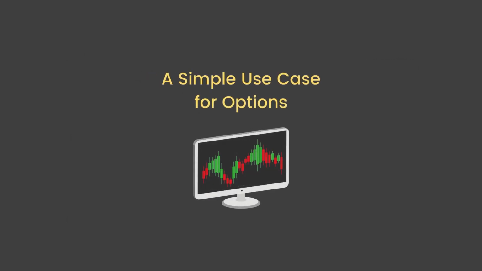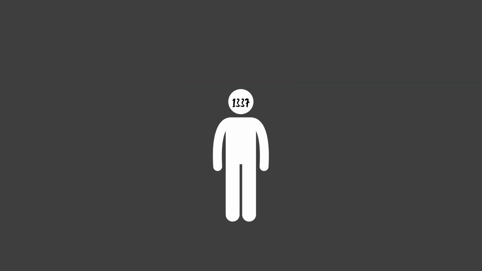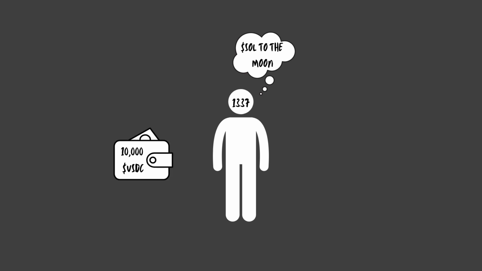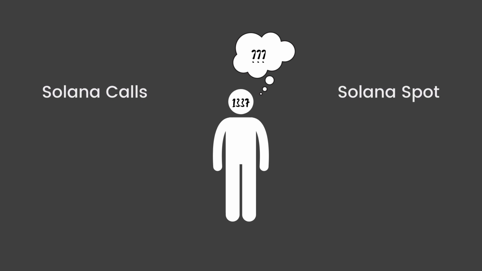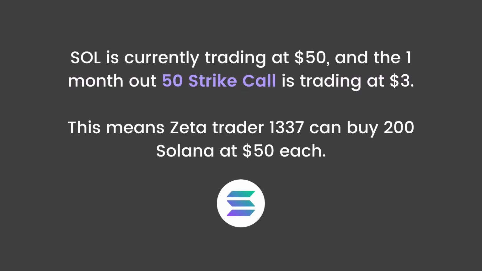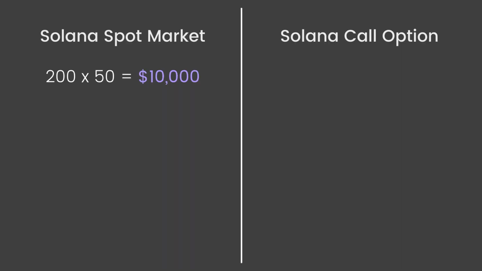Okay, with all that in our heads, let's break down a simple use case for options. Zeta Trader 1337 thinks that the price of SOL will go up and has 10,000 USDC in their wallet to express this opinion. They can either choose to buy calls on Solana or buy Solana on the spot market. Say Solana is currently $50 and the 1 month out 50 strike call is trading at $3, which means Zeta Trader 1337 can buy 200 Solana at $50 each, spending 200 times 50, which is $10,000. Or they can buy 200 Solana 50 strike calls at just $3 and spending only 200 times 3, $600.